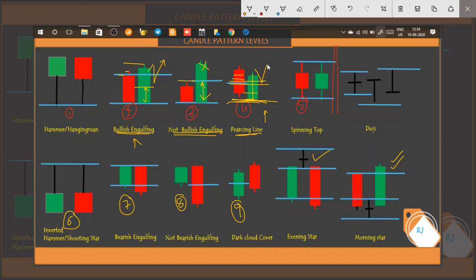If you find a rejection, it is a favorable condition to trade the piercing line.